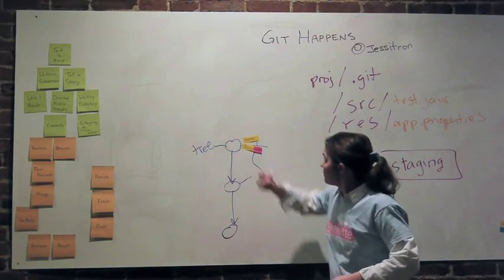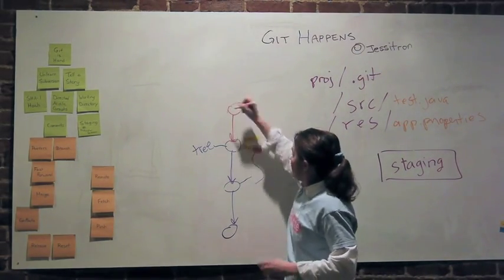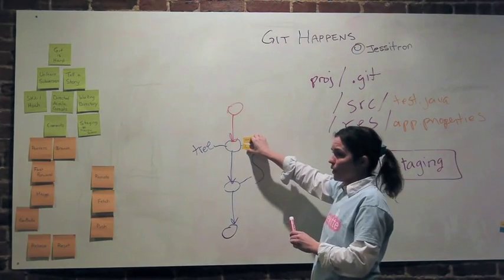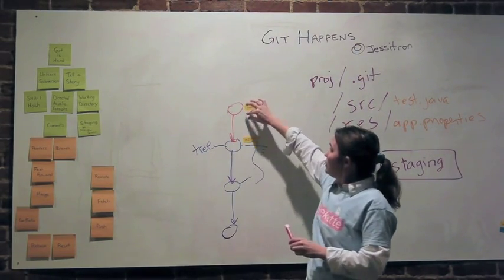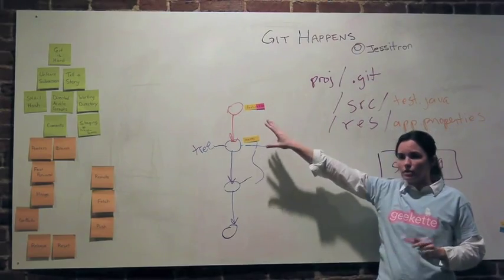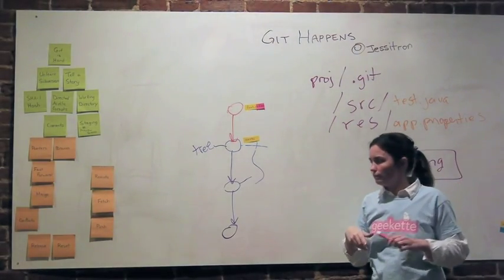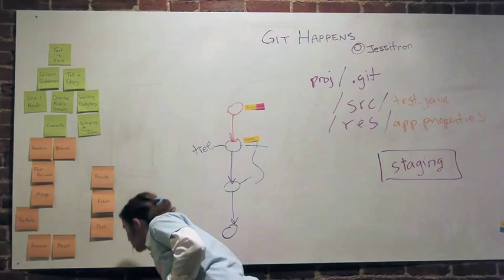When we do a commit, the current branch moves to the new commit. Other branches stay where they are because they're just pointers. Just did these two.